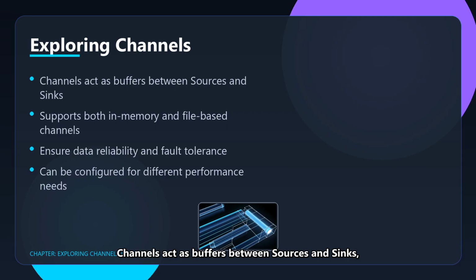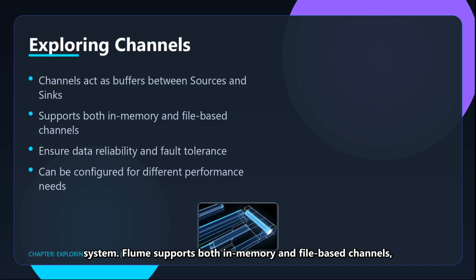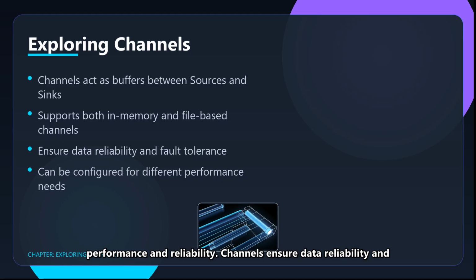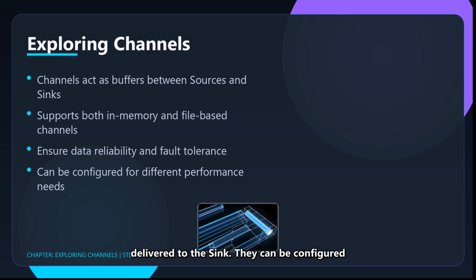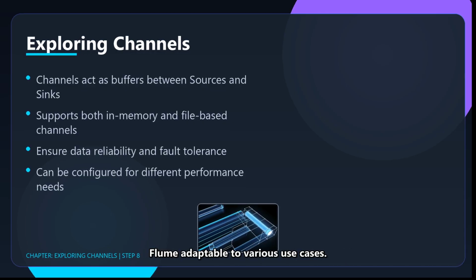Channels act as buffers between sources and sinks, temporarily storing data as it moves through the system. Flume supports both in-memory and file-based channels, each with its own trade-offs in terms of performance and reliability. Channels ensure data reliability and fault tolerance by persisting data until it's successfully delivered to the sink. They can be configured to meet different performance and reliability requirements, making Flume adaptable to various use cases.